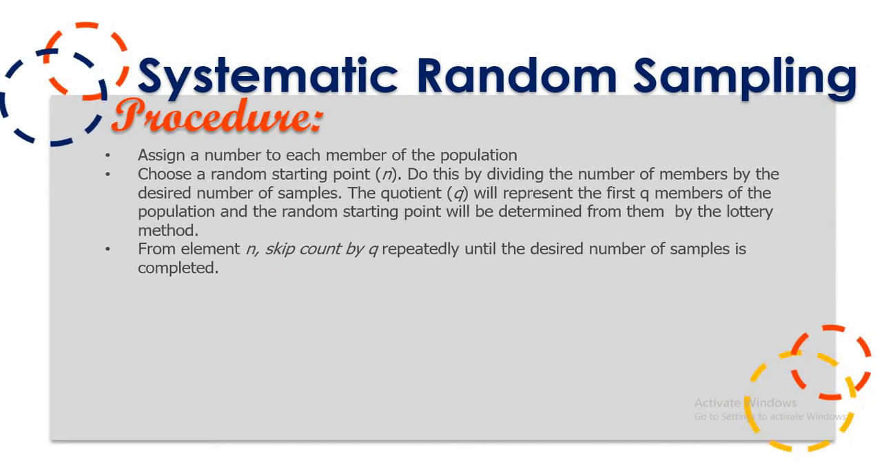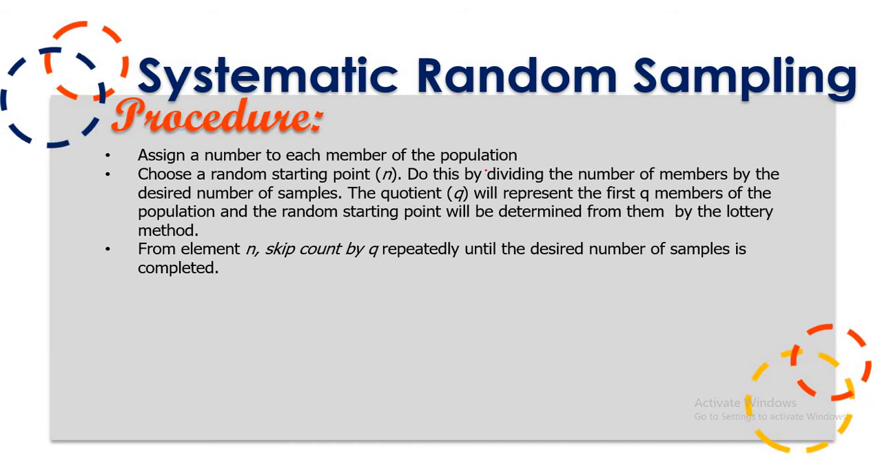So, in terms of procedure, assign a number to each member of the population, choose a random starting point, and so on. So, say for example, we are talking there about a population of 40.